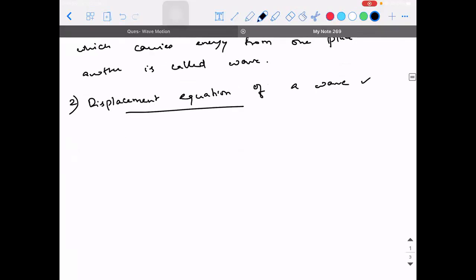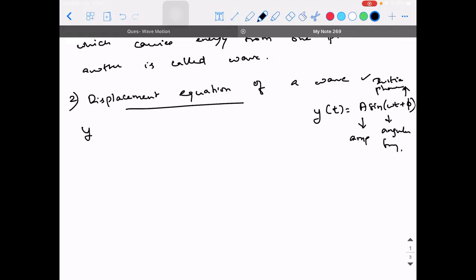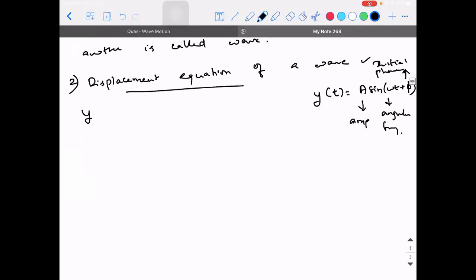Okay. So displacement equation of a wave. Generally when you write the equation of a particle in oscillation, that is simple harmonic motion, you write y of t is equal to a sine of omega t plus phi, where a stands for amplitude, omega stands for angular frequency, phi stands for initial phase, or it is also called epoch. Right, this is the equation of a particle in SHM.